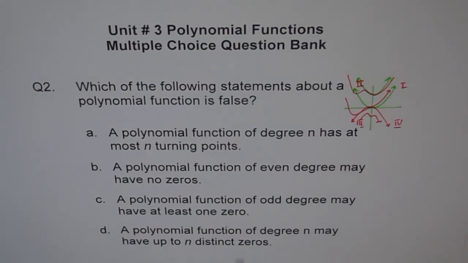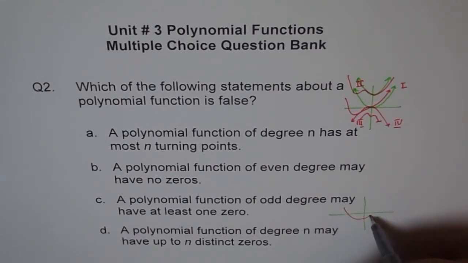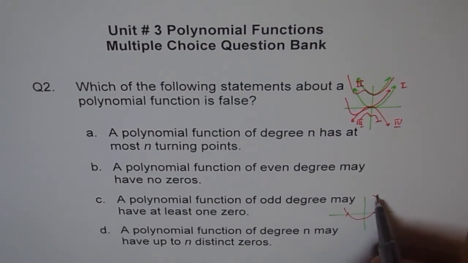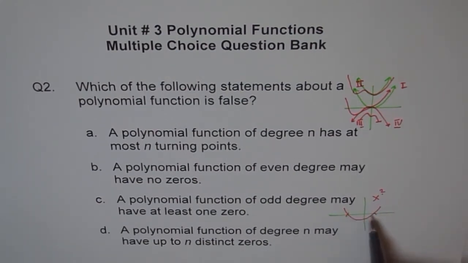A polynomial function of degree n may have up to n distinct roots. So up to n distinct roots means what? Distinct roots means x-intercepts, right? The real x-intercepts. Taking x squared is a good option, right? For a polynomial function of degree n, here degree is 2, it may have up to n. That means degree 2 has 2. Do you see? This is x squared. Degree is 2, and it has 2 distinct zeros, right? So up to 2, that is true.